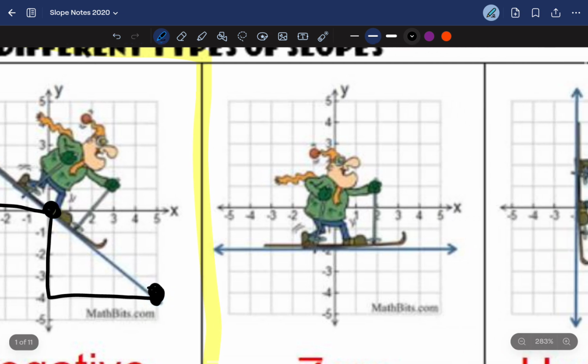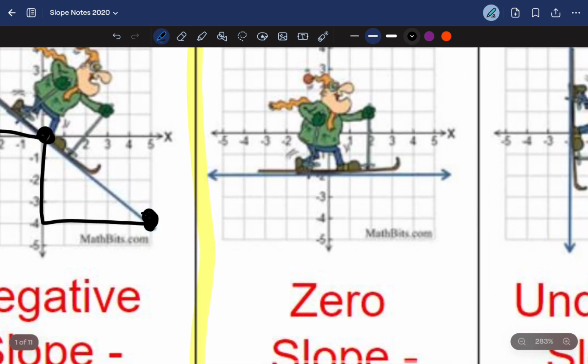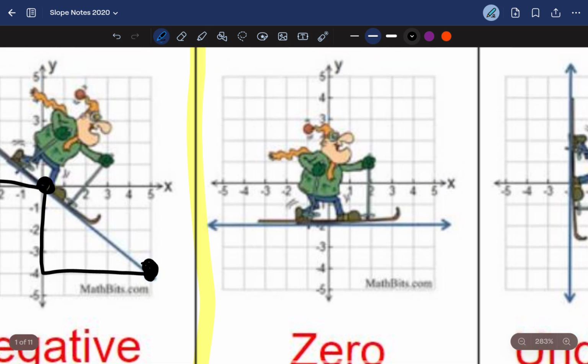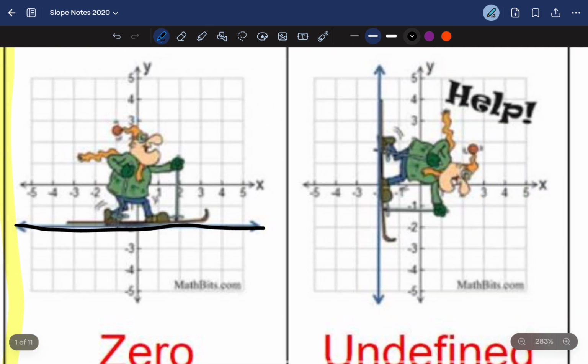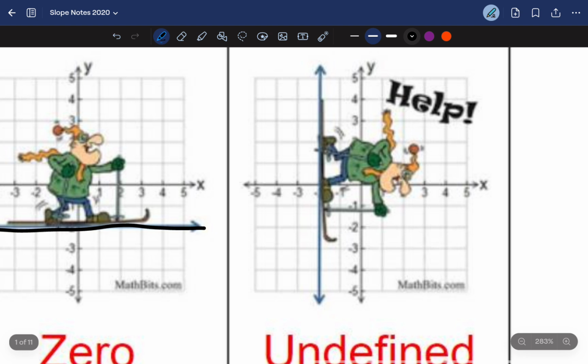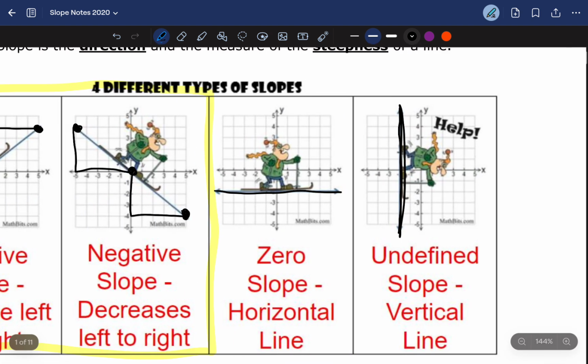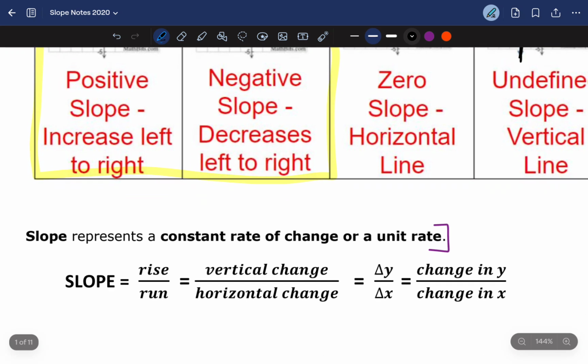Now this next type of slope is called a zero slope. So it's literally just a horizontal line, which means that they all have the same y value if you were to make a table. And then this last one is called undefined, and it's the opposite. So all the coordinates would have the same x value, which is what I'm highlighting or drawing in black. So it's a vertical line.